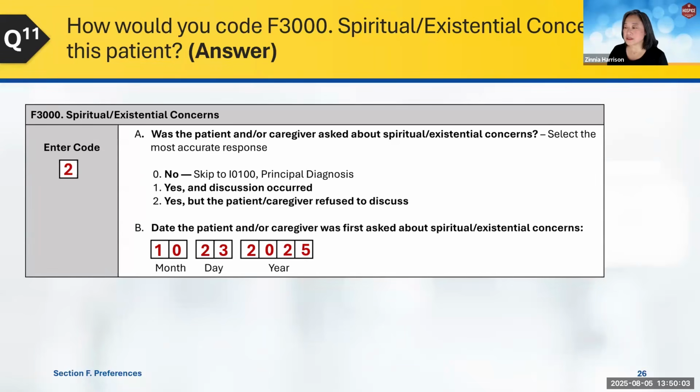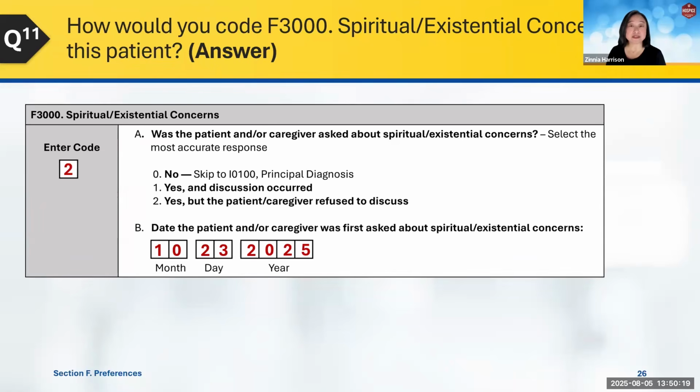Looks like a majority did answer yes, but the patient caregiver refused to discuss, and that is the correct answer. Some answered 1 yes, the discussion occurred, but again, they refused to discuss. So coding 2 was the right answer.